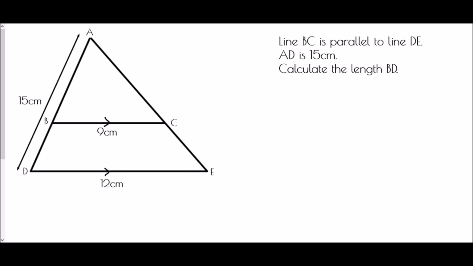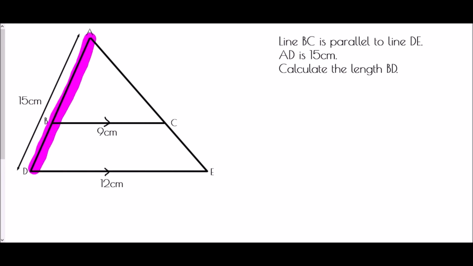Next we have two triangles which are actually formed within each other, but with the base of both triangles being parallel to each other. So line BC is parallel to line DE, and AD is 15 centimetres. Calculate the length BD. So first of all, again, we have parallel lines. So again, I just want to be thinking about how does this actually prove there is similarity?